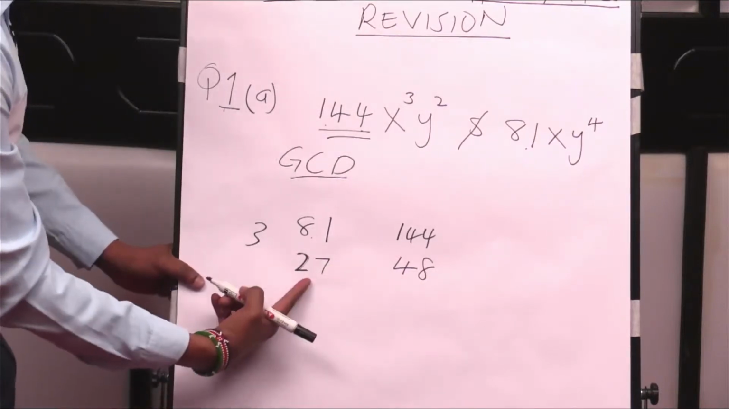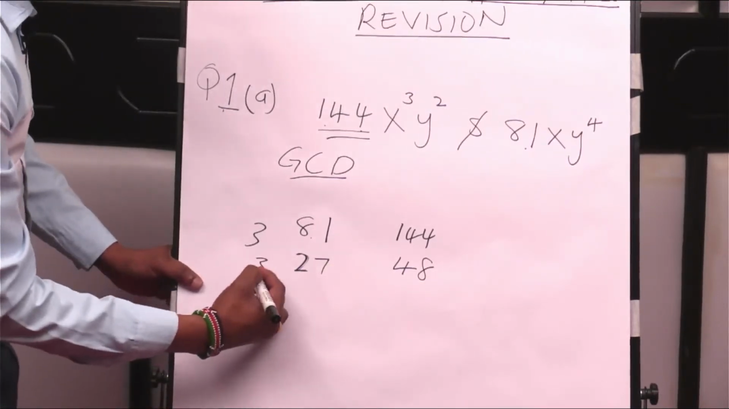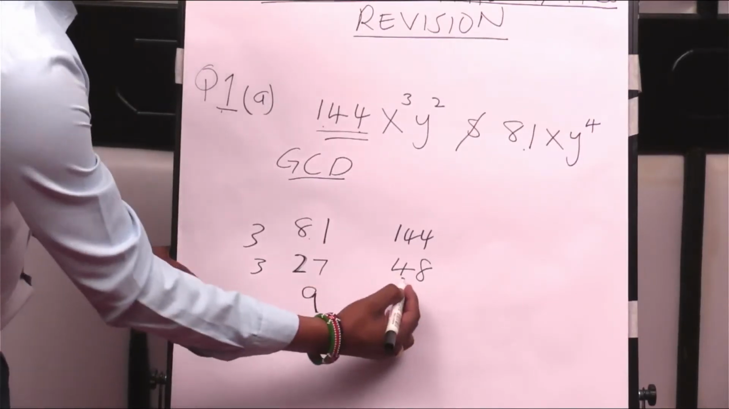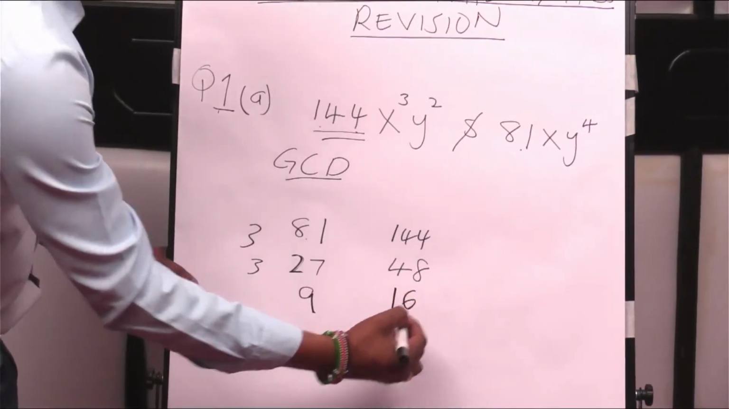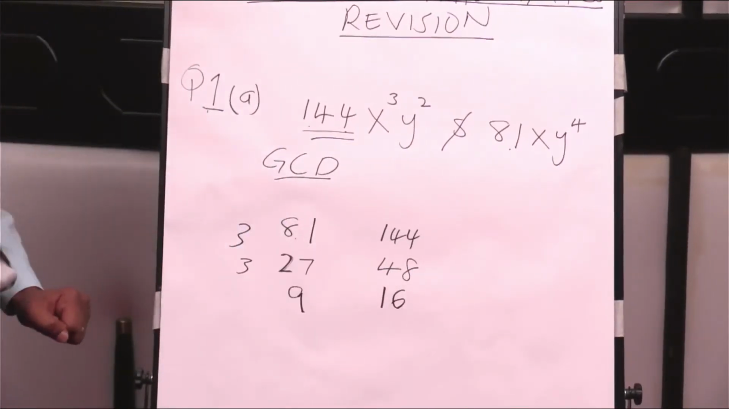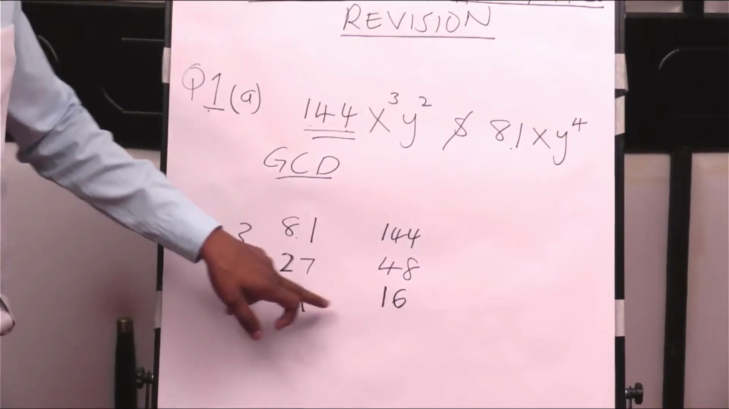Then again, 2 we cannot use, we go to 3. 3 into 27, 9 times. 3 into 48, 16 times. Once, remainder 1 into 18, 6 times. So we are remaining with 9 and 16.